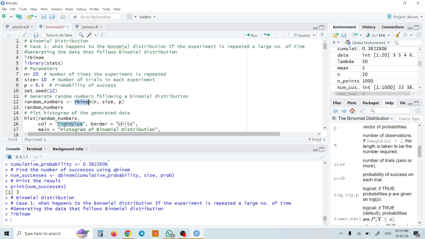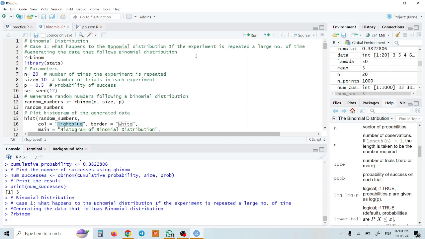We are using the rbinom function, and it needs 3 arguments. n is the number of times the experiment is repeated, so we will repeat our experiment 20 times. Here we have assigned n equal to 20. Size is how many trials we want in each experiment. So 10 trials for the time being, and p is the probability of success. We are storing this output in random numbers, which means we will be getting 20 random numbers.